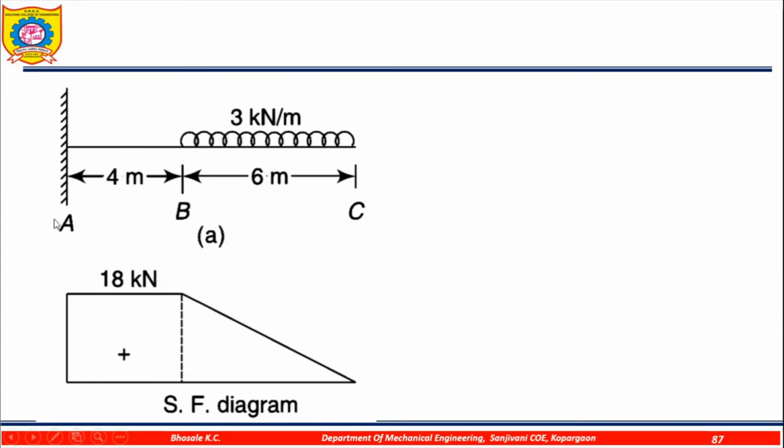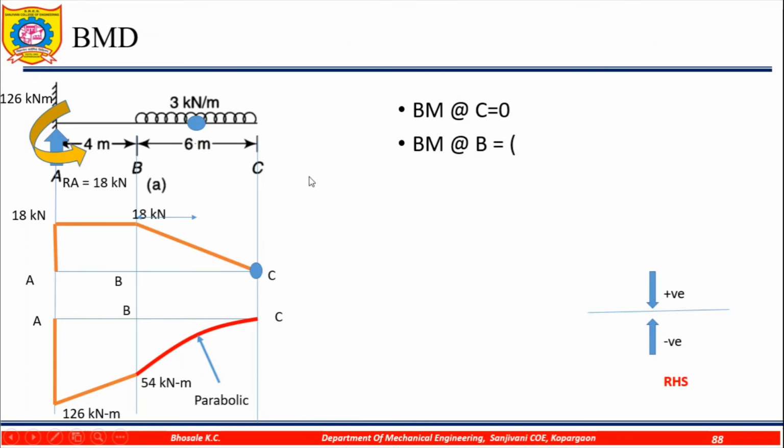So this is the diagram which is given in the Ratan book. Finally, you have to find out the bending moment. Bending moment about point C is 0 because it is a free end of the cantilever beam. Then the bending moment about point B.